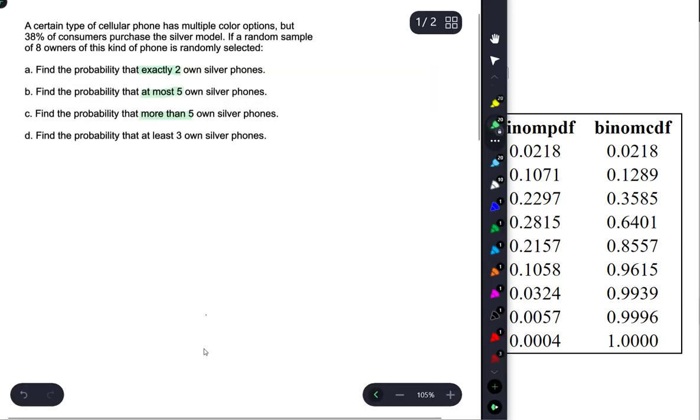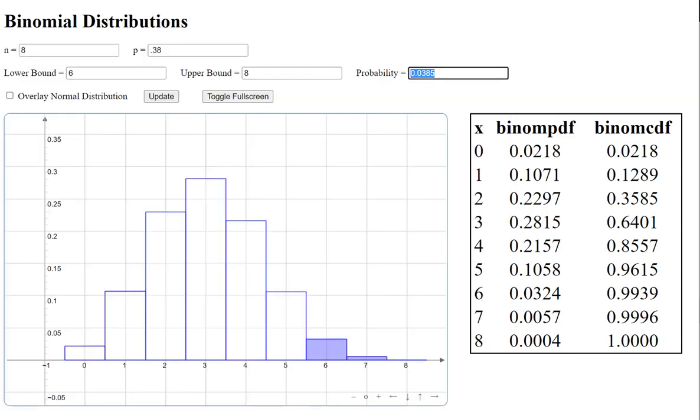Okay, now the last one, which is probably the trickiest of all. Find the probability that at least 3 own silver phones. So at least 3. Well, for at least 3, again, ask yourself, is this more than 3 or less than 3? And if it's at least, it's going to be more than 3. So we would start with 3 and go up to the maximum. But then you have to ask, is it including the max? Is it including the 3? So if it's at least 3, that is including. So we would start with 3 this time. All right, so here's my answer, 0.6415.